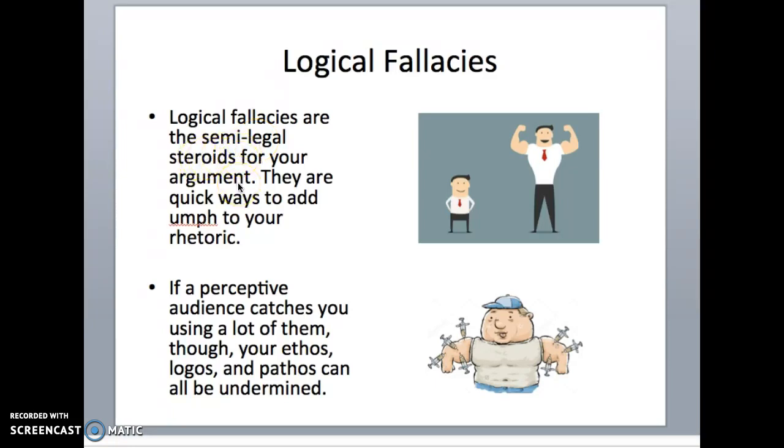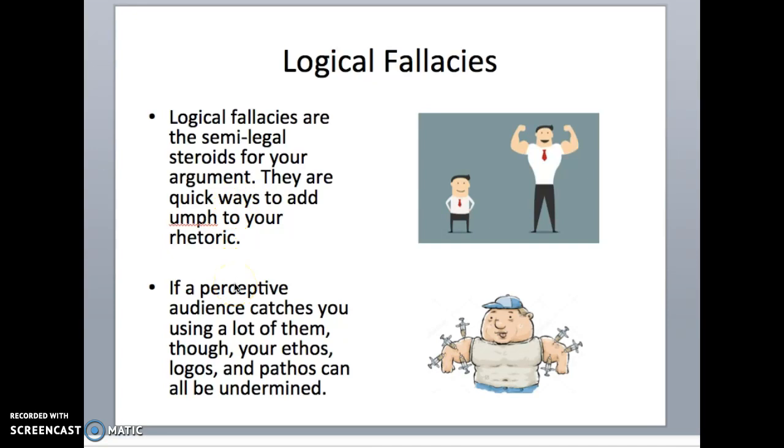The best way I can think to describe logical fallacies is as semi-legal or illegal steroids for your argument. In the same way that a baseball player would juice up before a baseball game and then go out and hit a bunch of home runs, logical fallacies are usually effective at making your argument stronger, but they're illegal. They're utilizing incorrect logic.